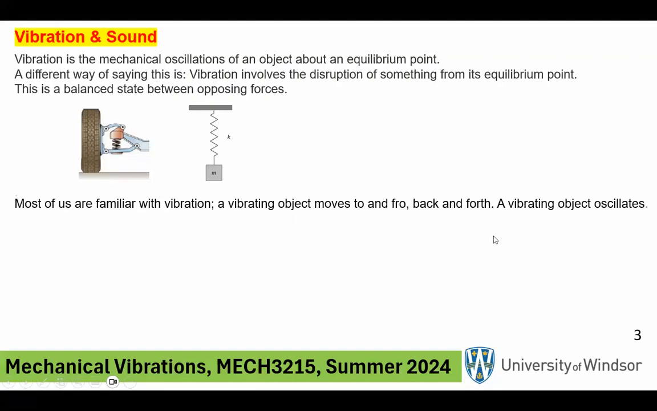Now, keep in mind that another way of saying that vibration is a layperson's explanation, but works well. Vibration is basically an object trying to move back and forth, and that's what you refer to as oscillation or vibration. Another way of looking at this, and this is a very good explanation, is that vibration is the exchange of energy between potential energy and kinetic energy.